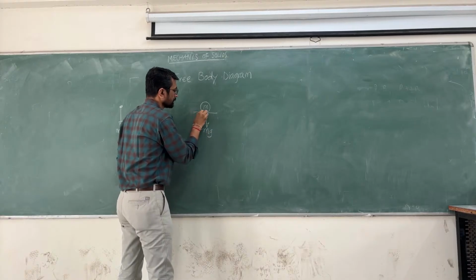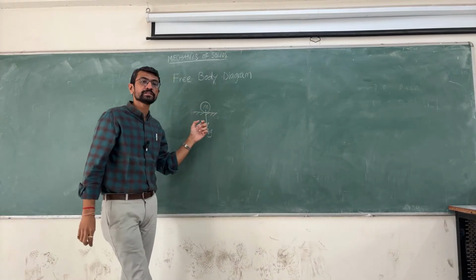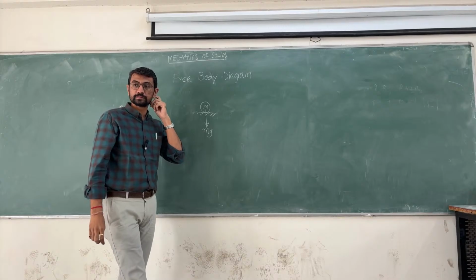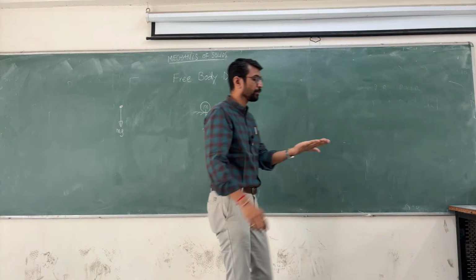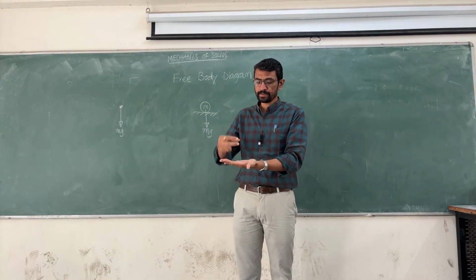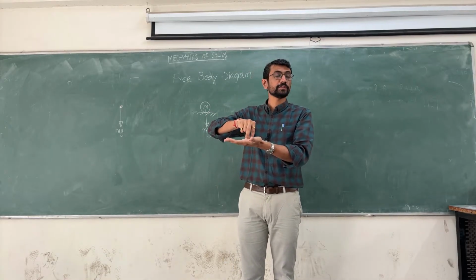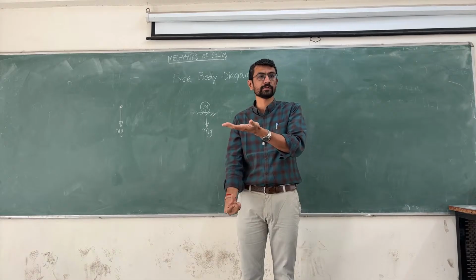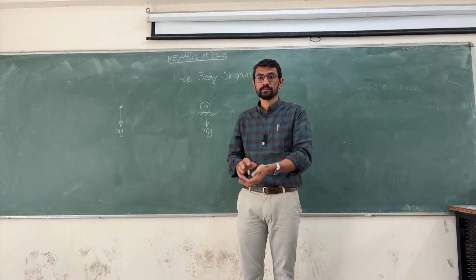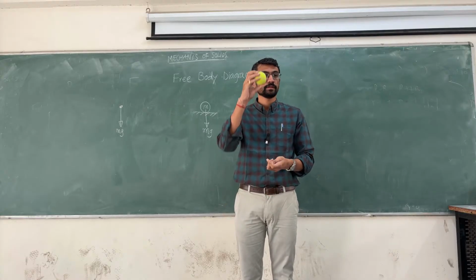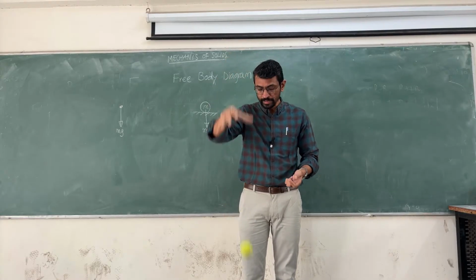This is a table. Now what are the forces acting on the ball? I have just kept the ball. This is a table and I have kept this ball on the table, which means that now the ball is not going to fall down. It means that the table is doing something. This is only W equal to mg.